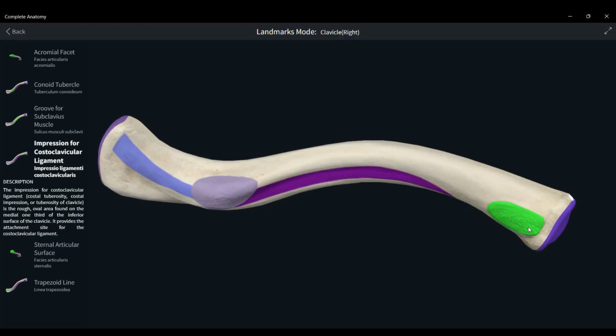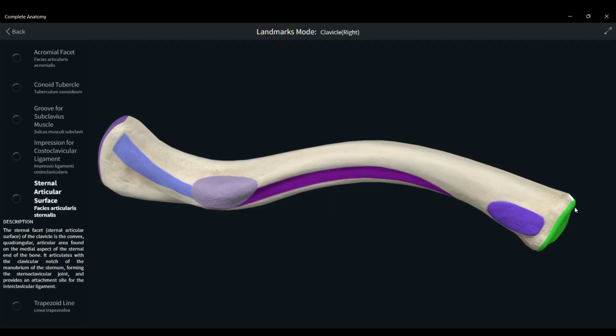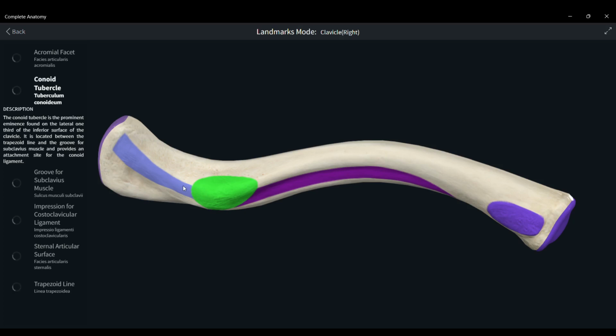first rib. Returning to the medial end again, here we again see the facies articularis sternalis, connecting the clavicle to the sternum. And finally, at the lateral inferior part, once more the linea trapezoidea, working together with the conoid tubercle, it suspends and reinforces the shoulder girdle.